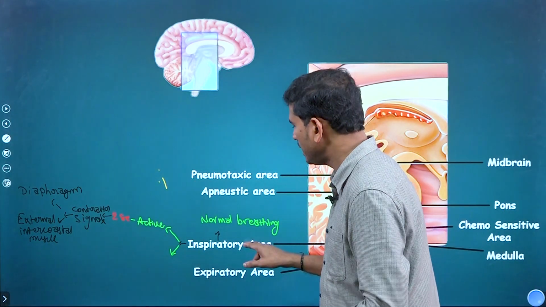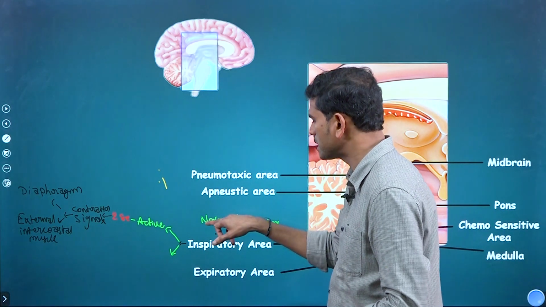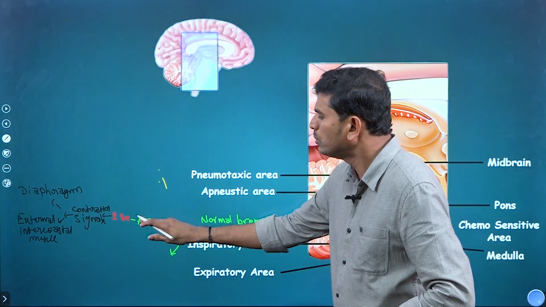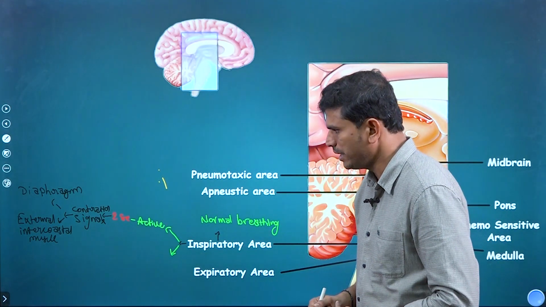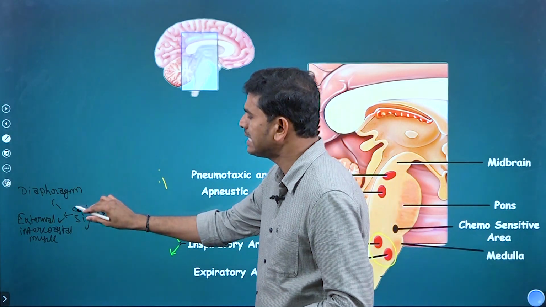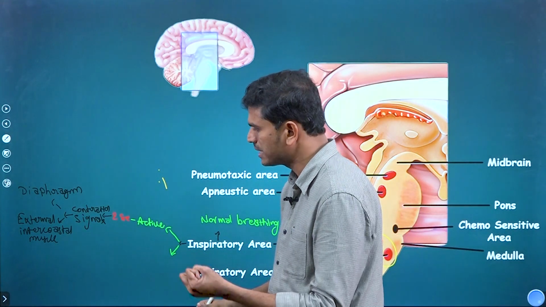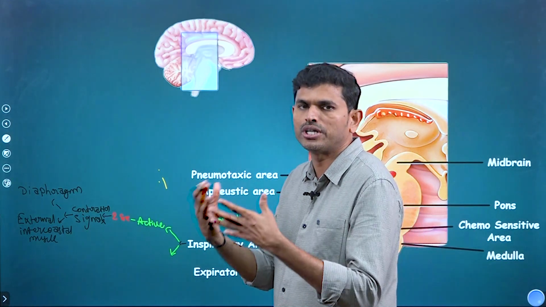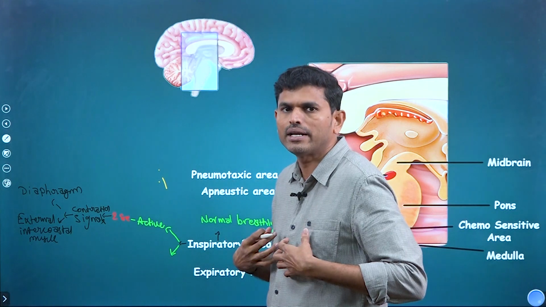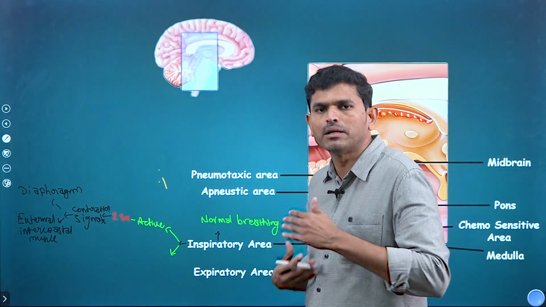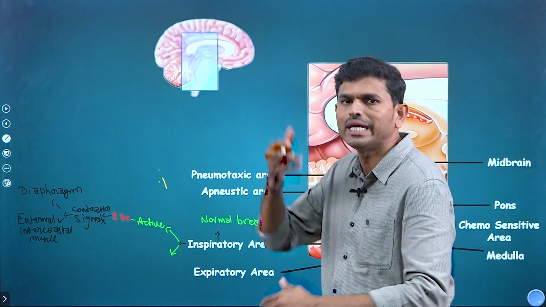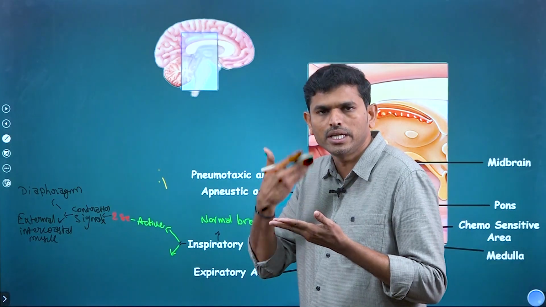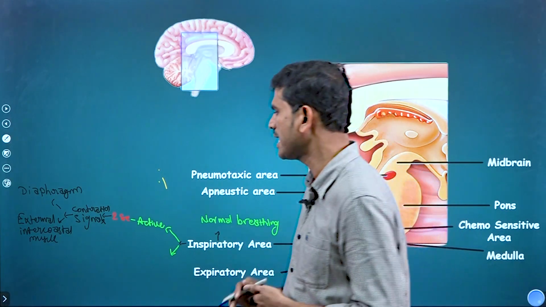So the inspiratory area, which is responsible for normal inhalation and exhalation, will be active for 2 seconds only. ये 2 seconds में it can generate which signals? Contraction signals. These contraction signals reach the diaphragm and external intercostal muscles. They contract, and by their contraction, the length and breadth of the thoracic cavity increase. Area increases. Then area increase होने तो pressure decrease होगा, automatically inspiration होगा. So inspiration is an active process.